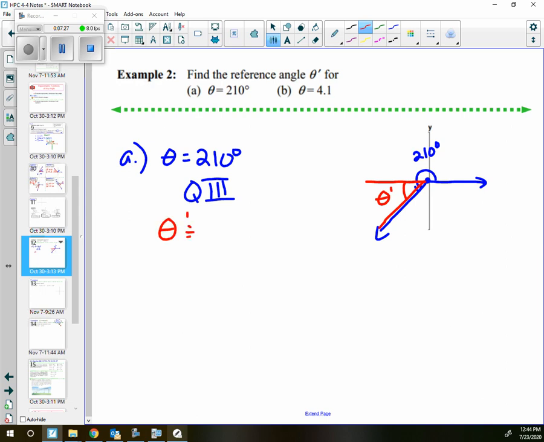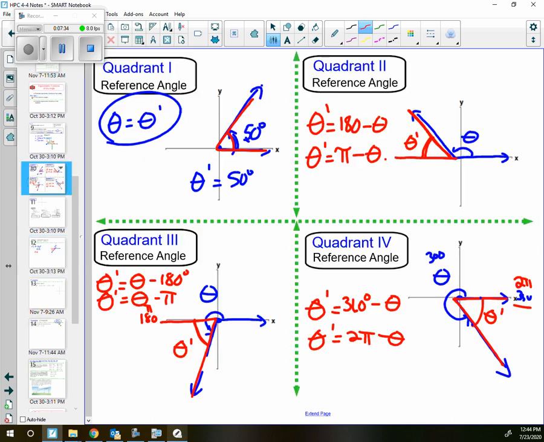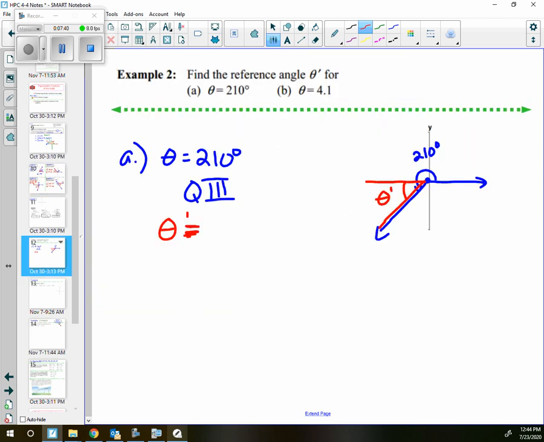All right, so my reference angle, theta prime, in quadrant 3, I'm going past 180, so I do theta minus 180, or the angle minus 180. So I'm going to take 210 minus 180.